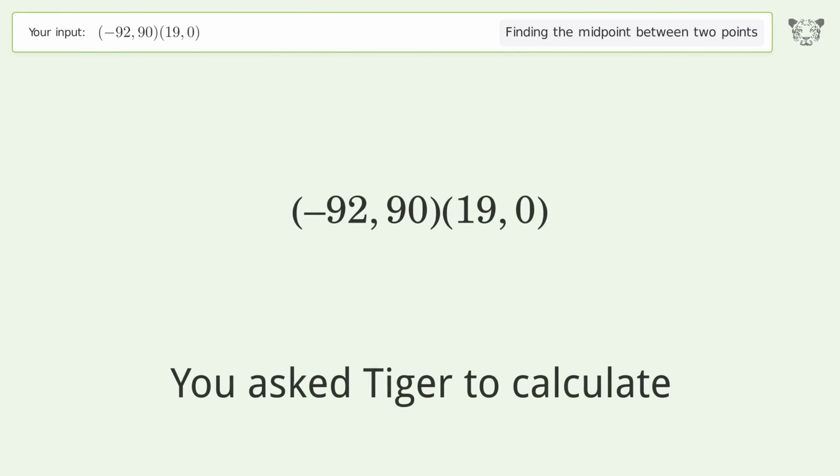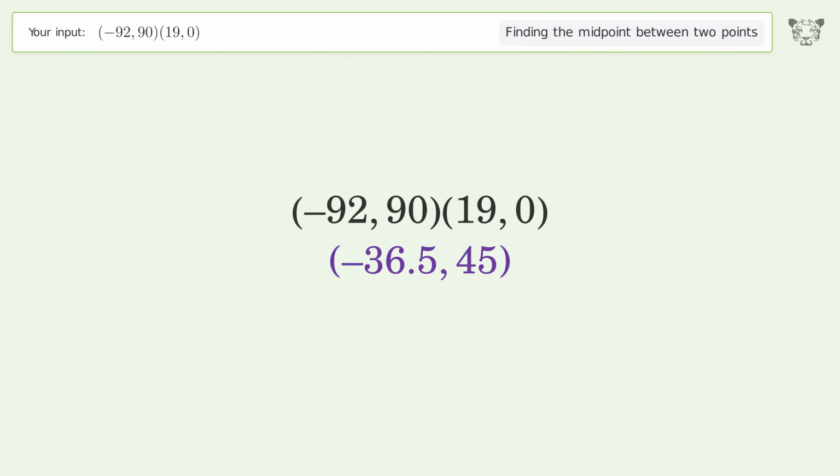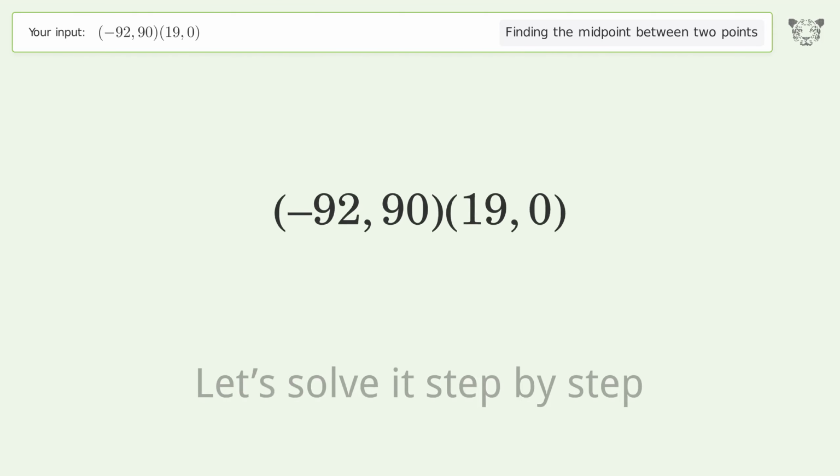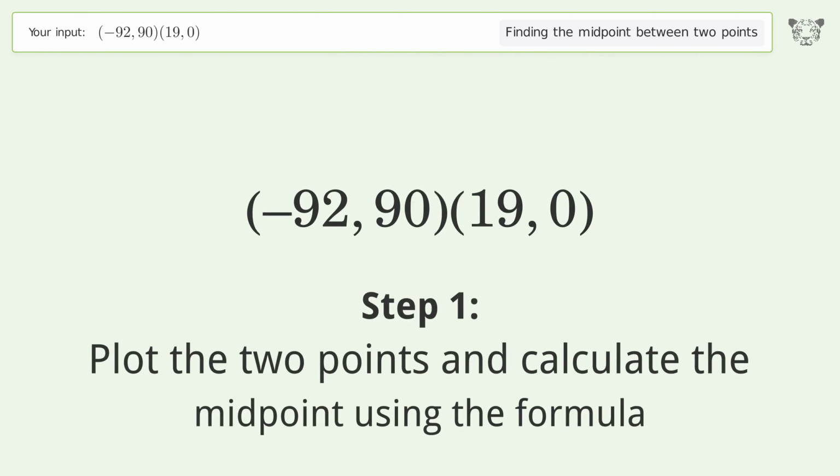You ask Tiger to calculate. This deals with finding the midpoint between 2 points. The midpoint between the 2 points is negative 36.545. Let's solve it step by step. Plot the 2 points and calculate the midpoint using the formula.